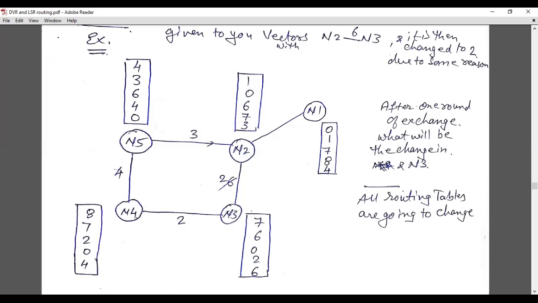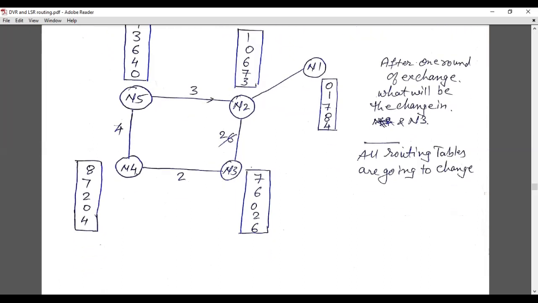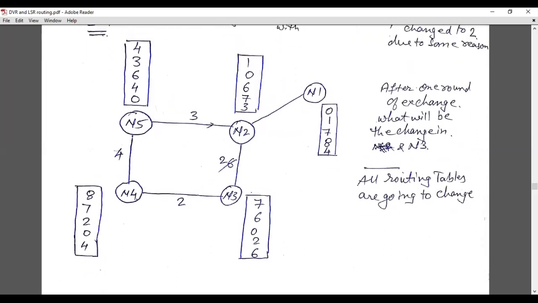So after one round of exchange, what will happen? What will be the change in N3? That is the question. All routing tables are going to change, understand, right? But we are interested in checking only N3. Remember this is the question, note it down.